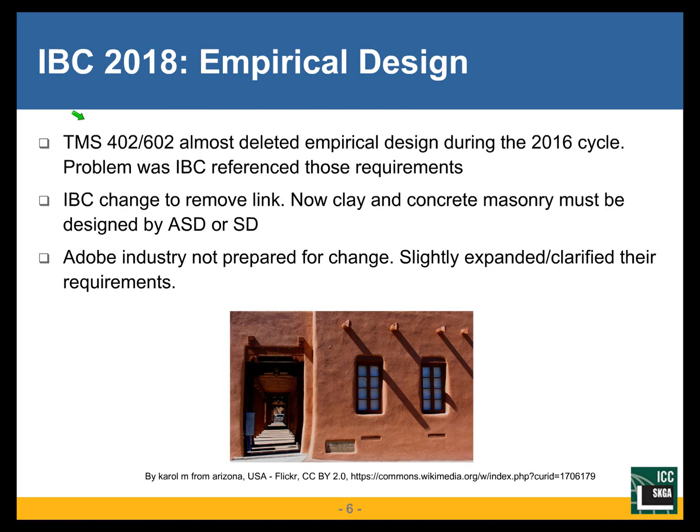And we almost deleted the empirical design in 2016. The problem was the IBC referenced those requirements, and in particular they referenced those requirements for adobe construction, which is not in TMS. So IBC 2018 was changed to remove the link. The clay and concrete masonry must be designed by either allowable stress design or strength design. The adobe industry is sort of working on changes. So actually in 2022 empirical design will be out of the masonry code.